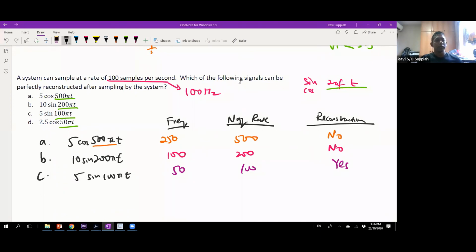Again, we do not need to worry about sine wave or cosine wave. We don't need to do any conversion, because we are only interested in how fast I'm going to sample the signal. The other details, like the amplitude, don't matter. In this 50 pi t, my frequency is 25, so I need to sample at 50, so I can definitely reconstruct.